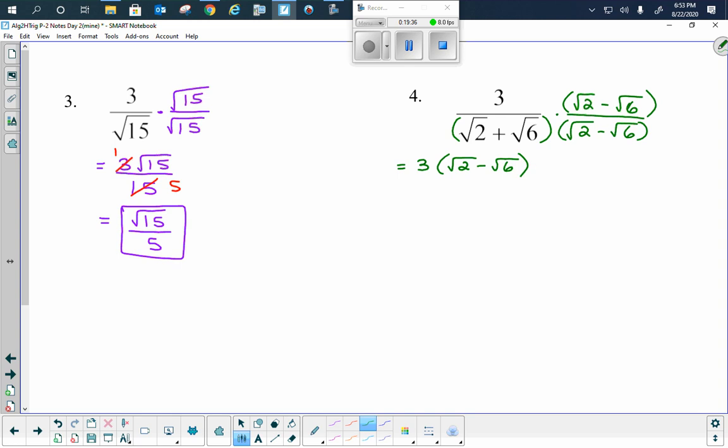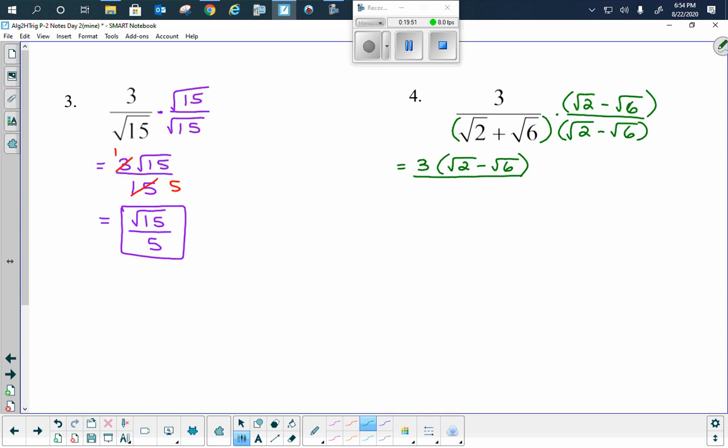You might as well just leave the 3 in the front, because we're trying to simplify this. If you distribute it in, you're probably just going to come right back and factor it back out. So leave it there. You'll decide if you want to put it in later. And then let's go ahead and multiply here.